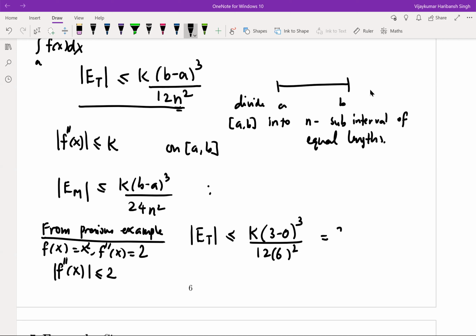So this is going to be 2 times (3 minus 0) squared, divided by 12 times 6 squared. So the 3s will cancel. Here you have 3 cubed, so that 3 will cancel with this. You will get 1 over 8, which is roughly 0.125. So this was the error in the trapezoid rule.